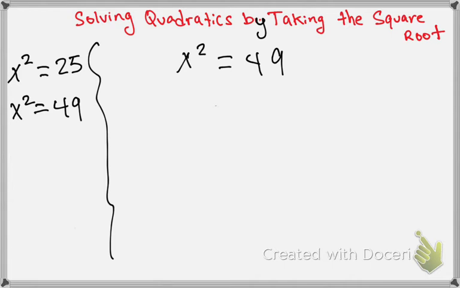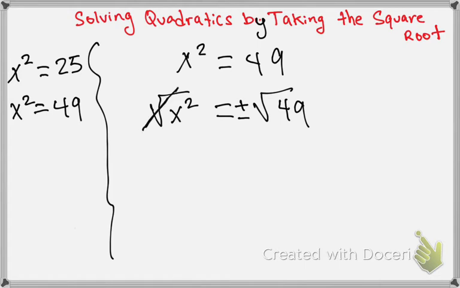So basically, in order to undo that x squared, remember, we take the square root. So we're going to do the square root of x squared, and we're going to do the square root of 49. Now, we already know that there's a negative and positive square root of 49. You're going to see that negative and positive a lot when dealing with quadratics, and that's just because it can be either or. So this is going to cancel out the squared.